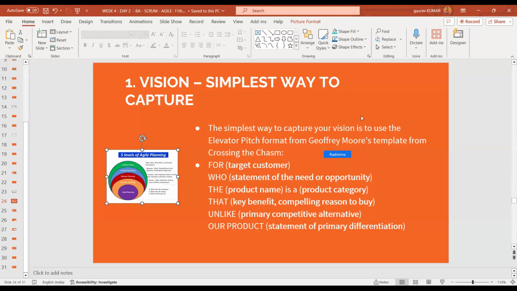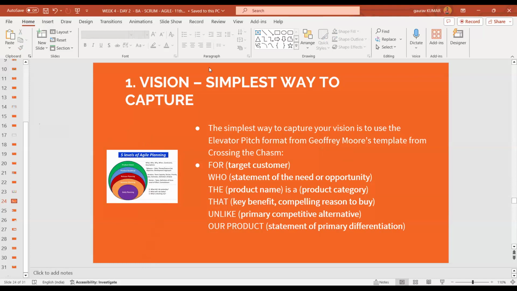So with this note, let me quickly tell you how this vision document is written, which has been advised. Can someone read this one bullet point for me? The first one.